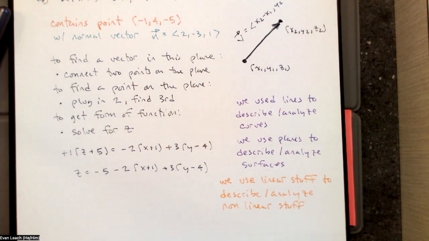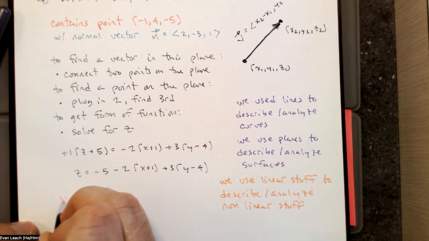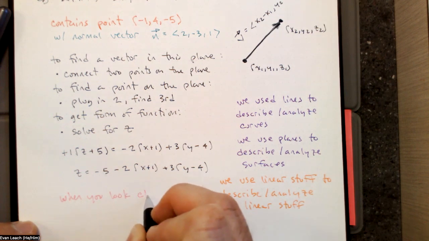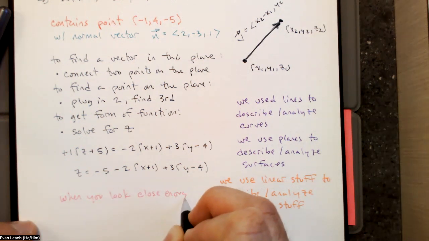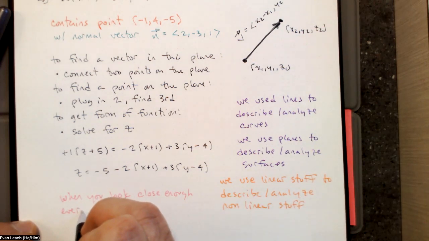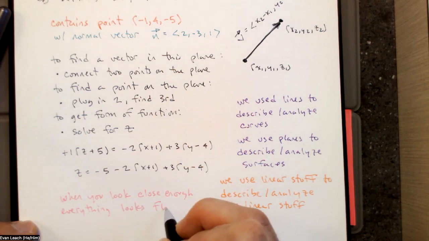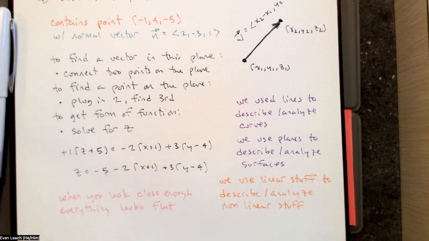Standard calculus maneuver. Use linear stuff to describe nonlinear stuff, because if we look close enough, everything looks flat. When you zoom in enough, everything looks flat. Oh, everything continuous looks flat.